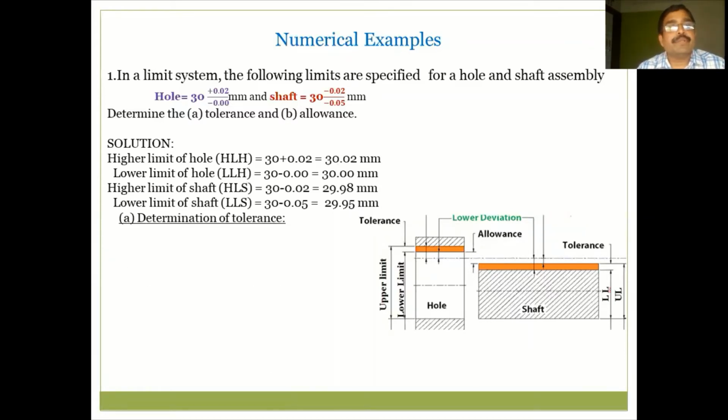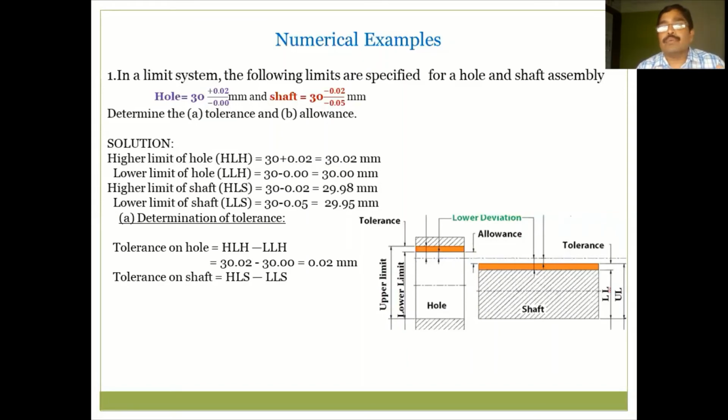Now it's very easy. If you want to calculate the tolerance, you can see the diagram here. What is the tolerance for the hole? The upper limit minus the lower limit of the hole will always give the tolerance. So here I have shown the tolerance of the hole is higher limit minus lower limit. The higher limit value for the hole is 30.02 and the lower limit value is 30, so my answer is 0.02 mm. In the same way for the shaft also, the higher limit is 29.98 and the lower limit is 29.95, so my answer is 0.03 mm.